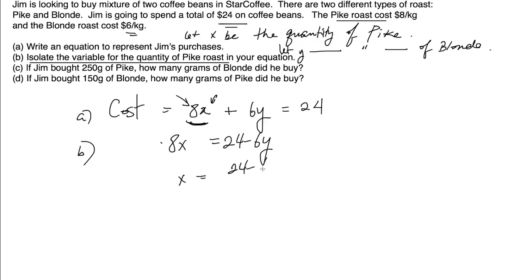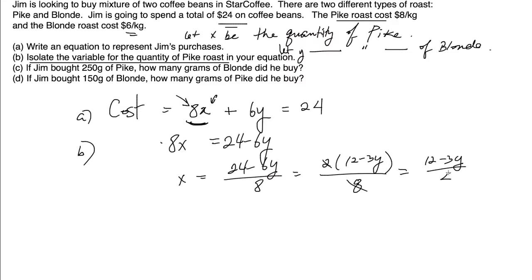Right, 24 minus 6y over 8. Let's factor out the 2. Then we can reduce to get 12 minus 3y all over 4. Okay, so that's for part B. C, if Jim bought 250 grams of Pike roast, how many grams of Blonde did he buy? So this equation here actually tells you the amount of the Pike roast you get given the amount of Blonde roast you purchase.